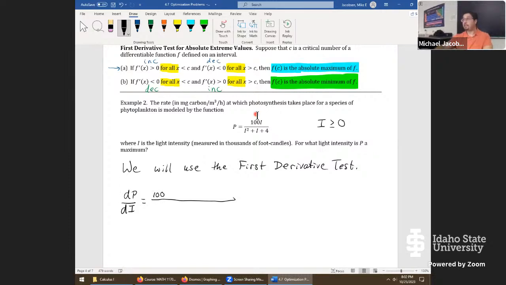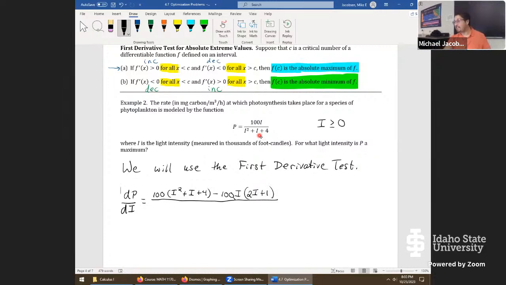Only the constant would survive when we differentiate the top. Then copy the bottom and multiply it. I squared plus I plus 4 will go minus, and now copy the numerator, 100i. That numerator is going to be multiplied by the derivative of the denominator now. I squared plus I plus 4 turns into 2i plus 1, and the 4 would go away.